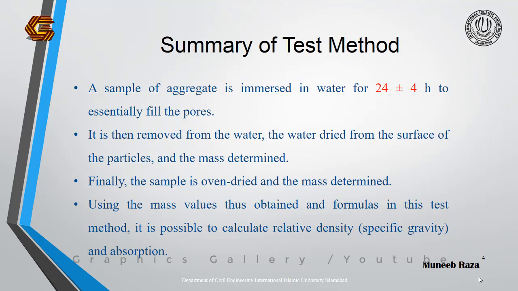First of all, I will give you a short story of this experiment, what we will do in this experiment. We will take a sample and immerse it for 24 plus minus 4 hours, and then we will take it out and dry it with a towel, and then we will put it in the oven, and we will take some different masses, and then we will perform some calculations, and what the results will show is the main thing that I will show you. Okay, let's start.